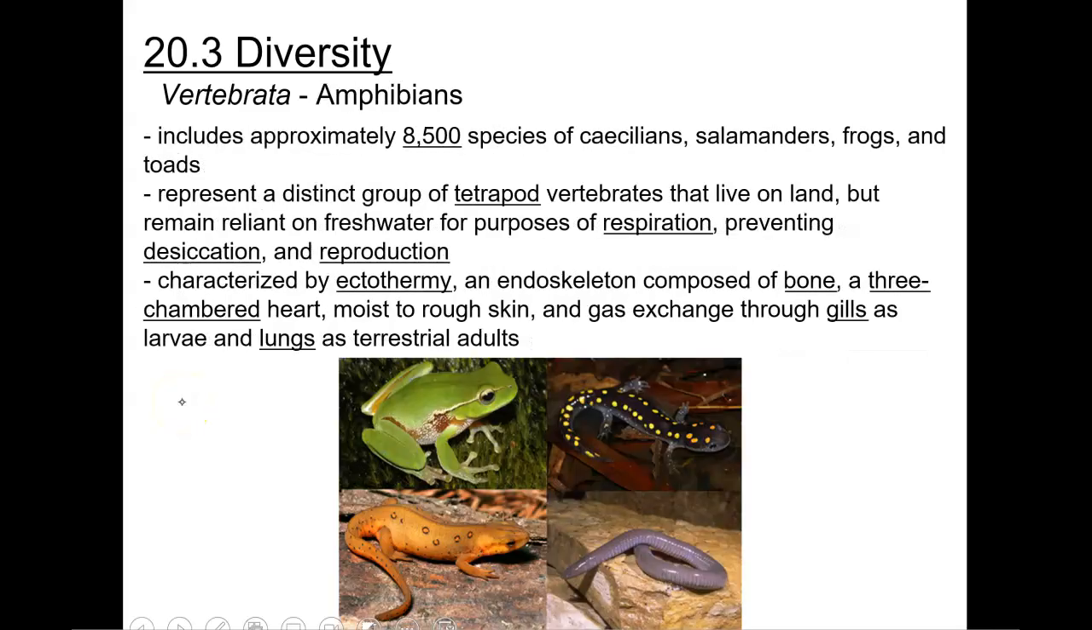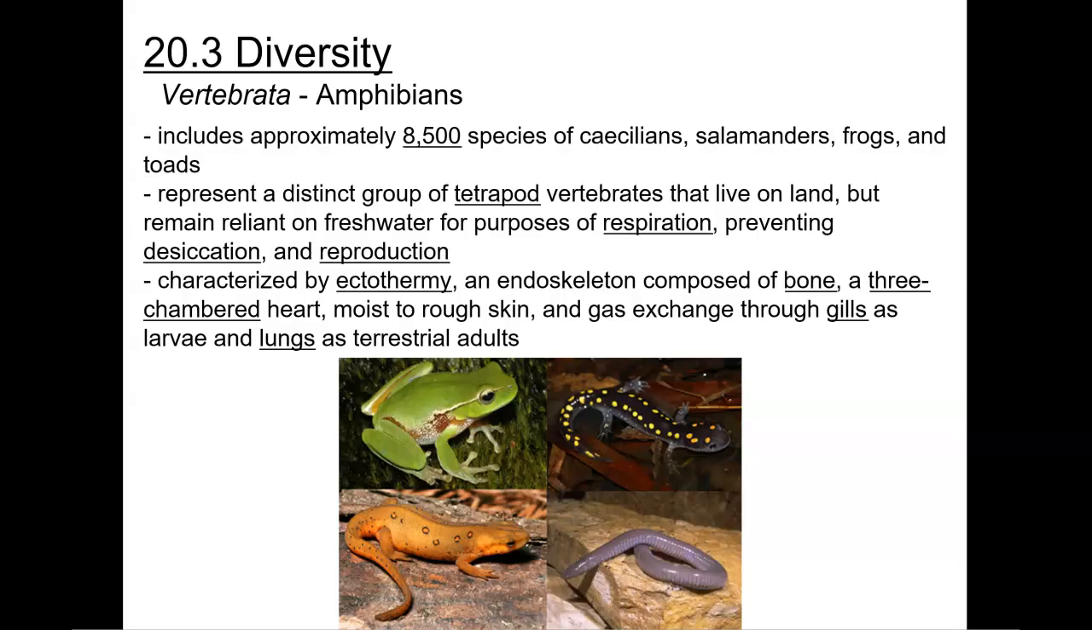Next, we're heading into the amphibians. This is going to include approximately 8,500 species of caecilians, salamanders, frogs, and toads. They're going to represent a distinct group of tetrapod vertebrates that live on land, but remain reliant on fresh water for purposes of things such as respiration, preventing desiccation, remember that means drying out, and for reproduction.